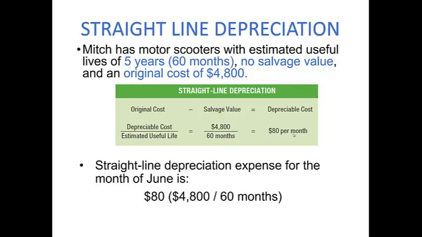Now take note, if you were wanting the depreciation for 1 full year, you would divide the $4,800 by 5 years. And that would give you the depreciation for 1 full year. So if you want the depreciation in terms of years, divide by the useful life in years. If you want it in terms of months, use the months for your useful life.